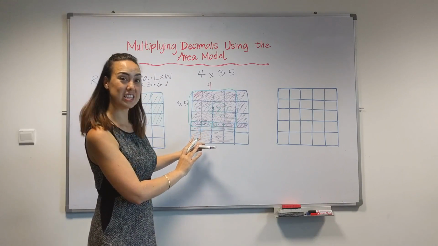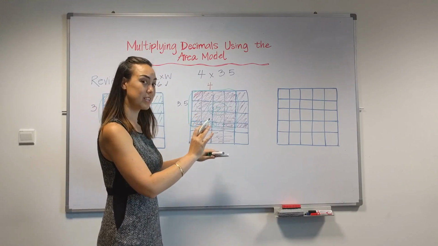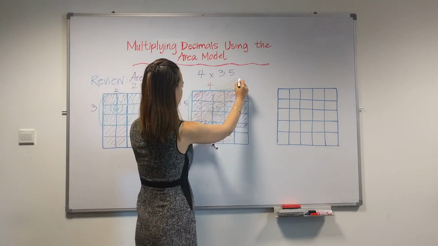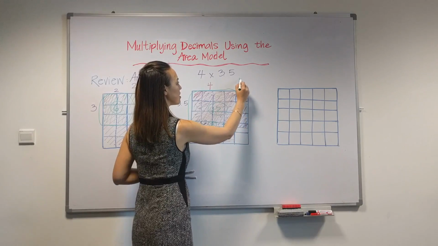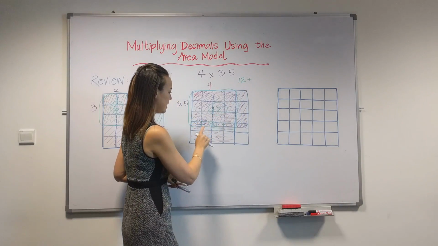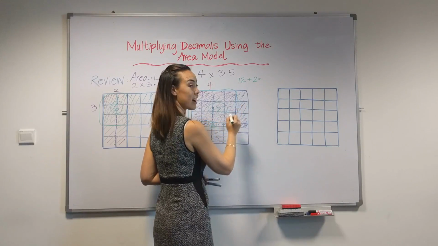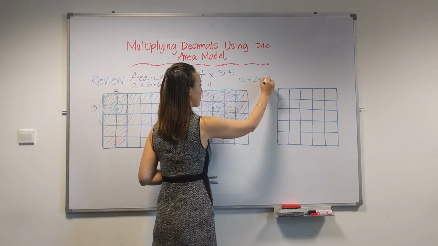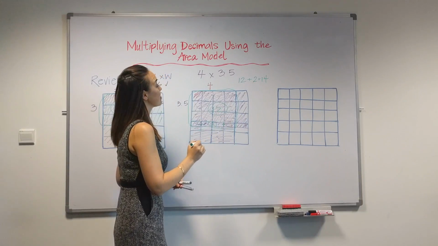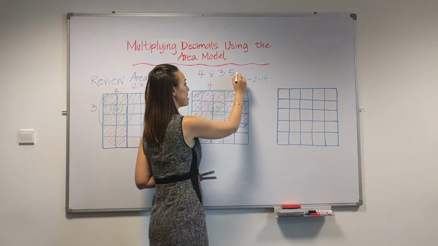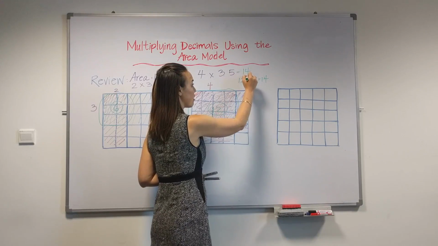I'm having kind of a hard time seeing that, so I'm going to write it again outside of my area model. All right, so far I see 12 wholes, and I see 2 wholes. All together, that gives me 14. So the answer to the problem, 4 times 3 and a half, is 14.